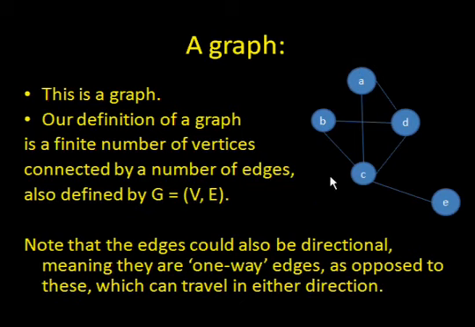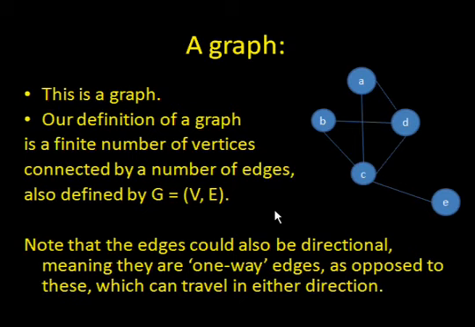Here, for our purposes, this is a graph here on the side. Our definition of the graph that we're going to use is a finite number of vertices that are each connected by a number of edges. In formal terms, you can define a graph as G, which is equal to the vertices and edges.